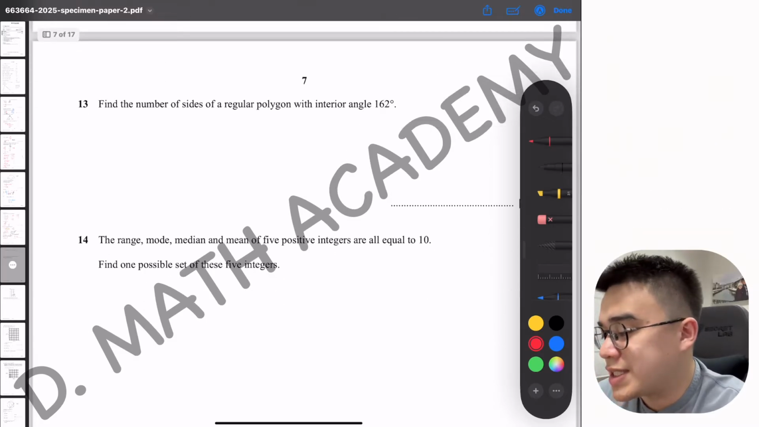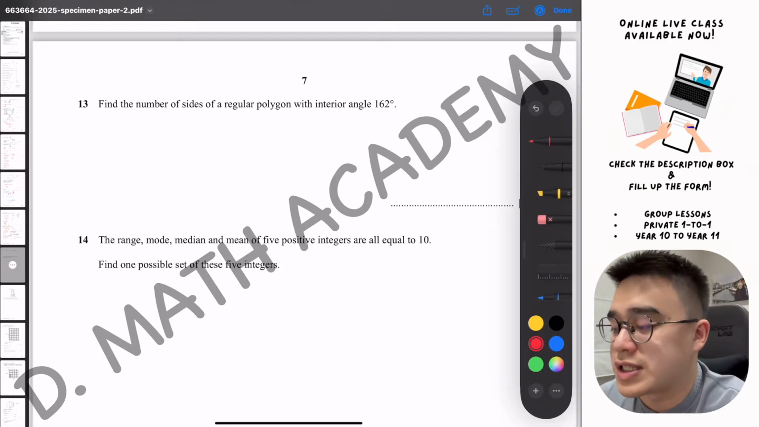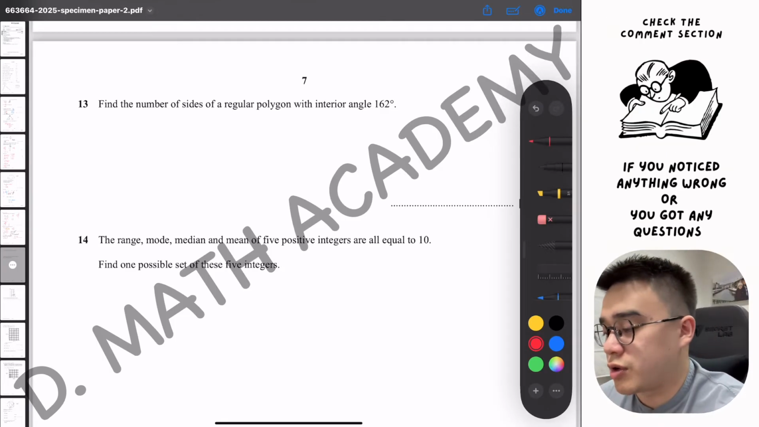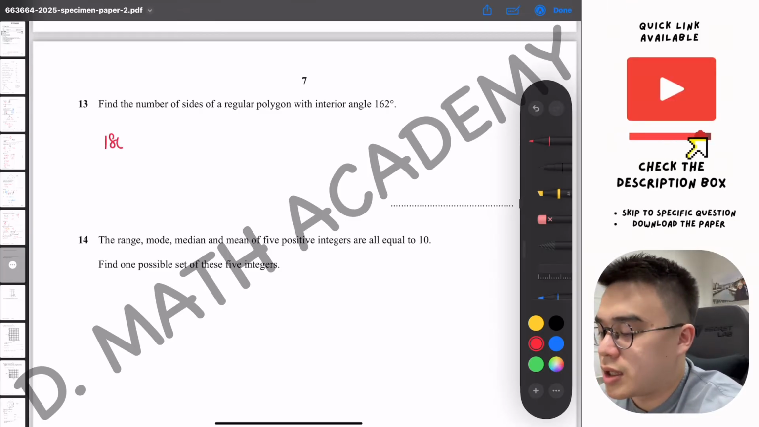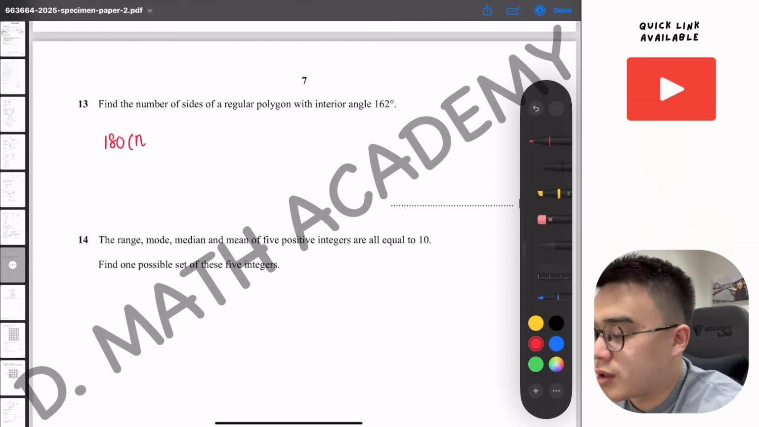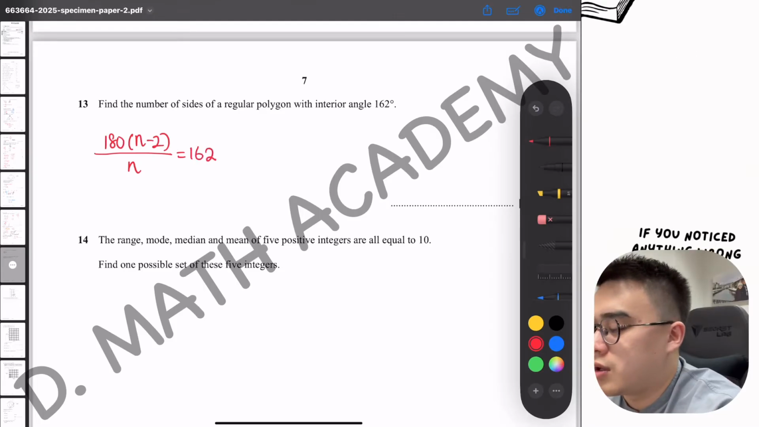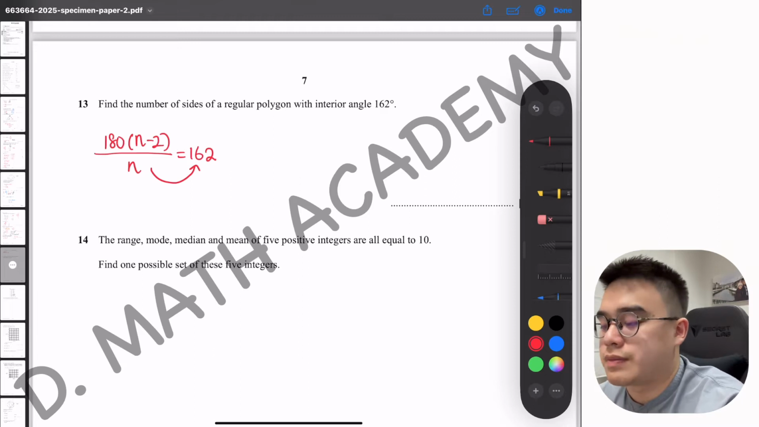Moving on to question 16. A regular polygon has an interior angle of 162. So there are two options for you to solve this question. Some students who memorize the interior angle formula would think of using it straight away because they know one of the angles is 162. You can now carry out the calculation by transferring the n here.